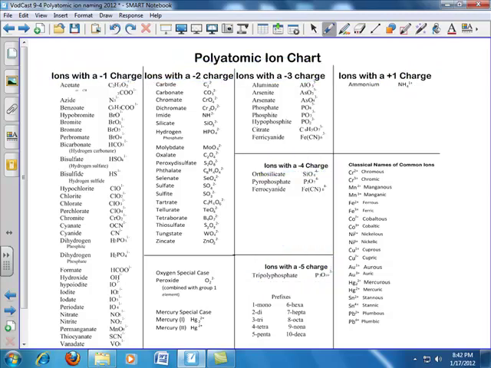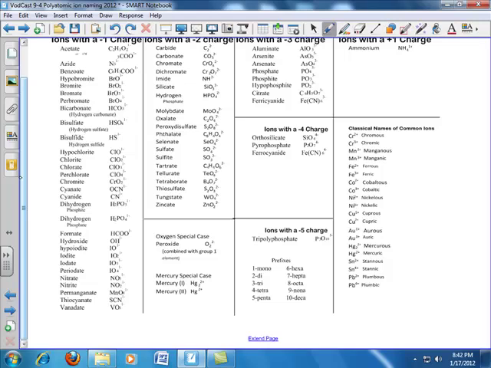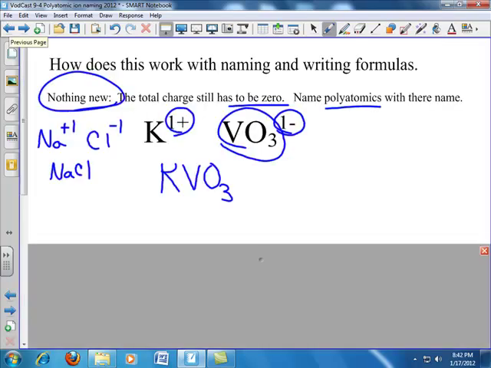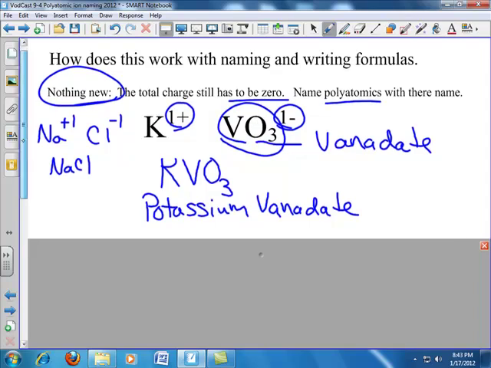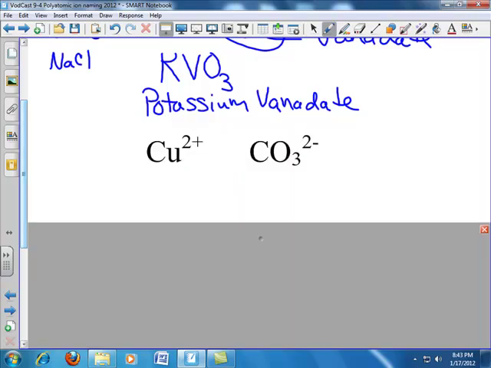So what you do is, we know we had VO3, and we come down here and we find its name, vanadate. Well, if I want to name this, this is still potassium, and then this is vanadate. So the name of this is potassium vanadate. So naming these, you just use the polyatomic ion name.